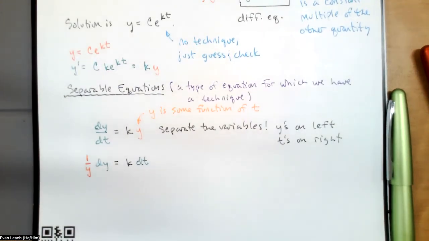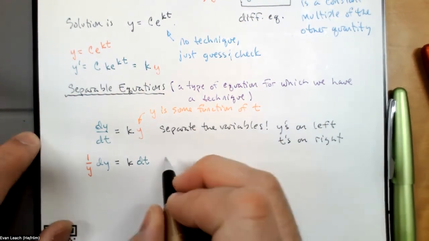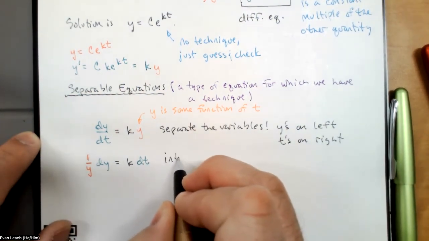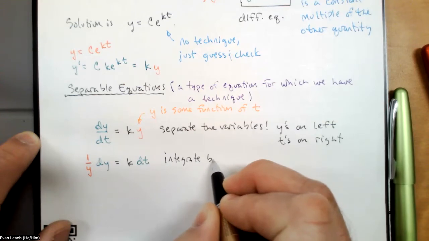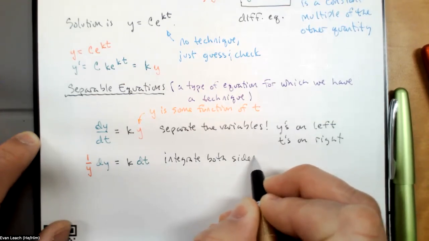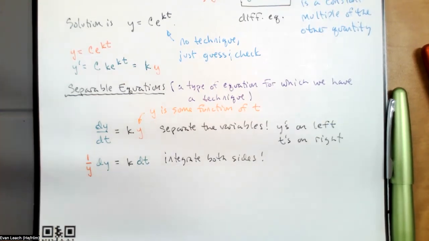I could shift the k over with the y. It's just a constant multiple. Traditionally, we leave it over there on the left. Sorry, on the right. So we separate the variables, and now we integrate both sides. So the next step is to integrate both sides.